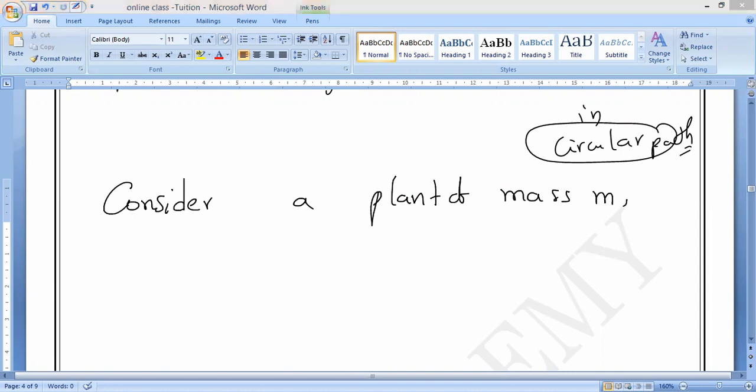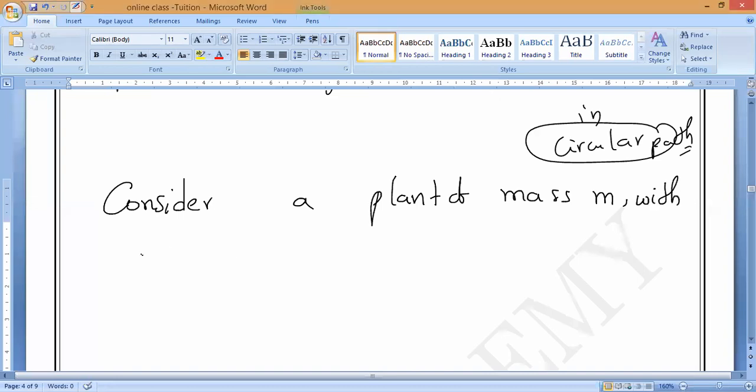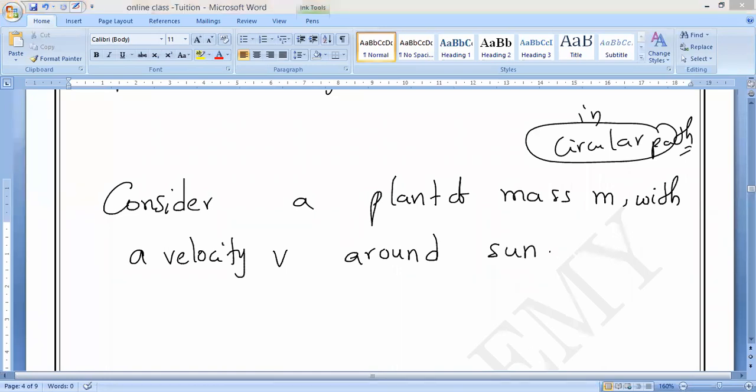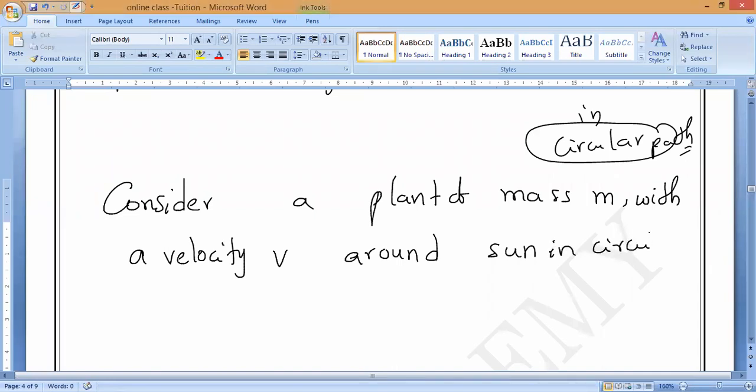Now it is a circular shape. Moving with a constant velocity, uniform speed or variable speed? With a uniform speed v around the sun. Is it yes or no? Mass m with a velocity v around the sun, velocity or speed, your choice. Around the sun in which orbit? Circular orbit. Understanding, guys?